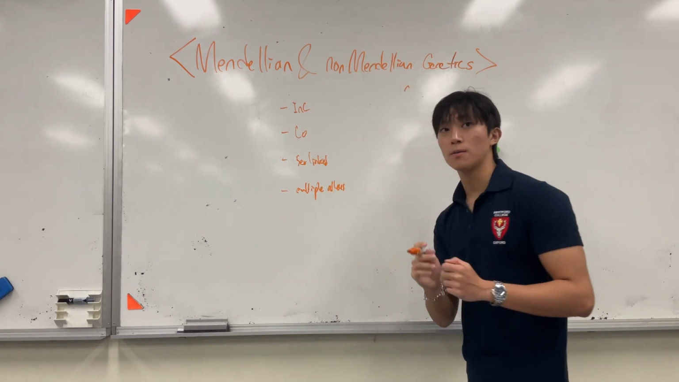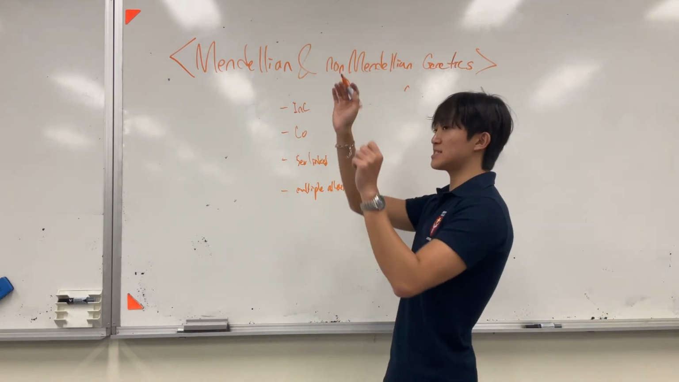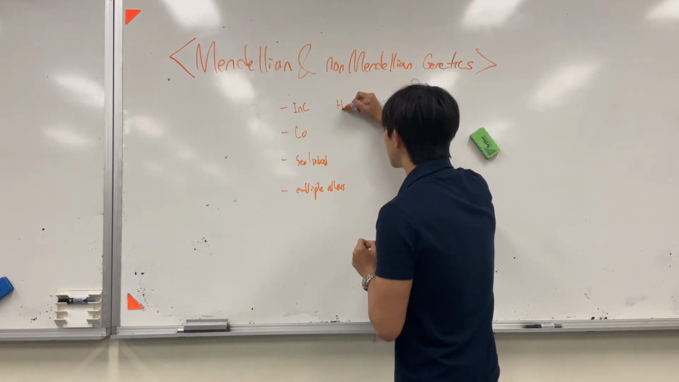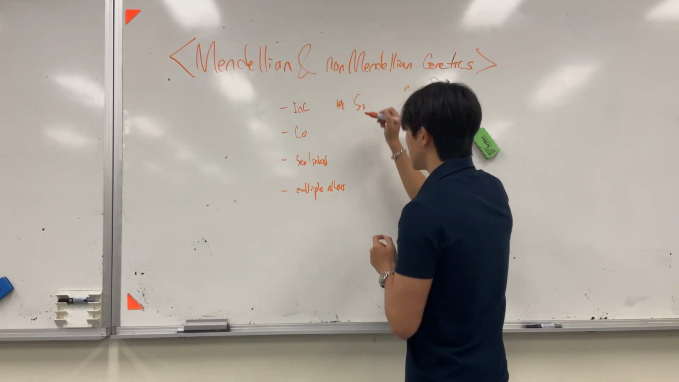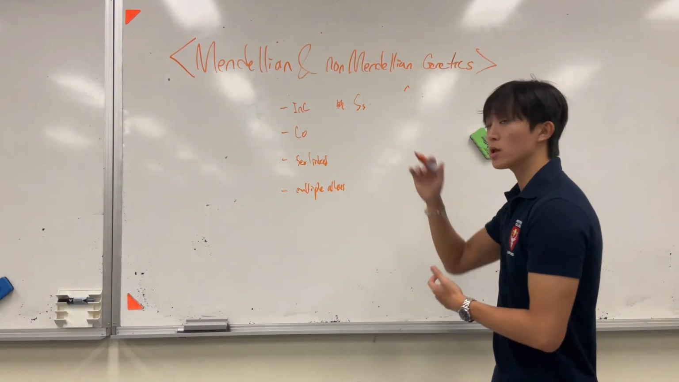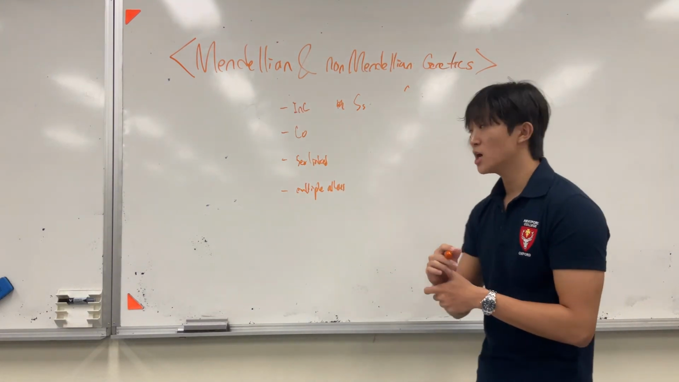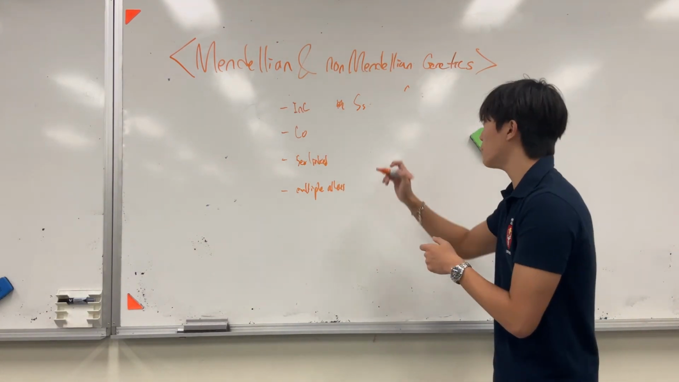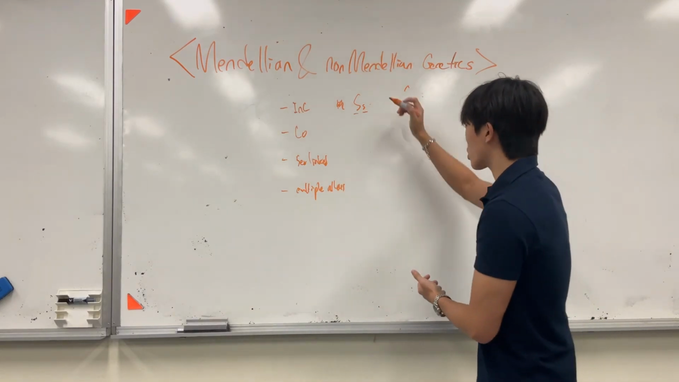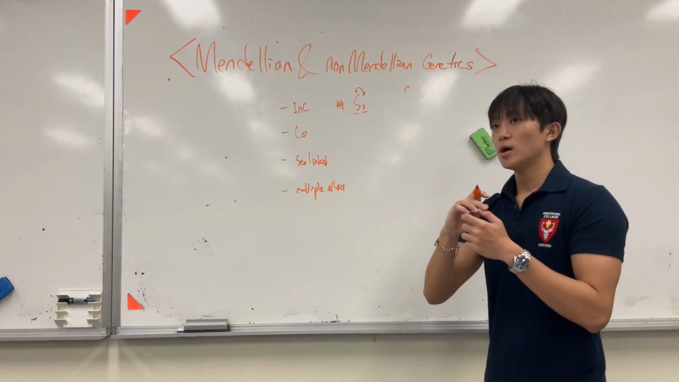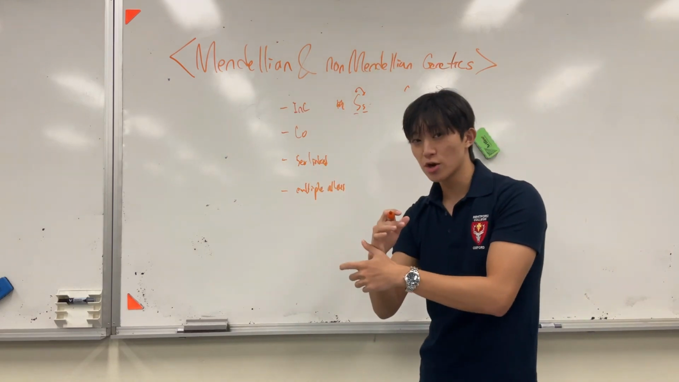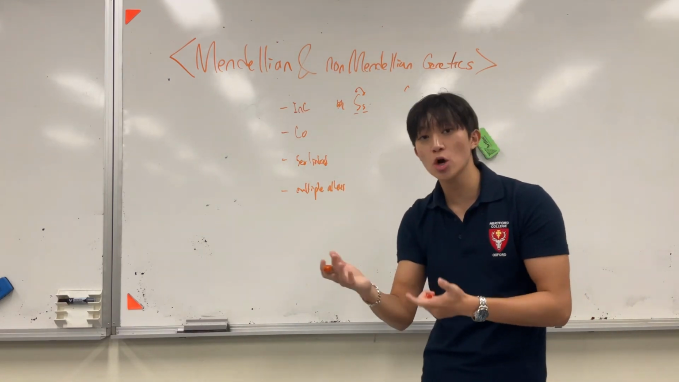Now, incomplete dominance is simple. It's literally the same as Mendelian genetics, except when you have a heterozygous, when you have one large S and small s. In Mendelian genetics, the large S overrides the small s, right? But in incomplete dominance, there is no strict dominance between the two. No allele can override the other. In other words, since neither of the two overrides the other, both of the characteristics will be shown.